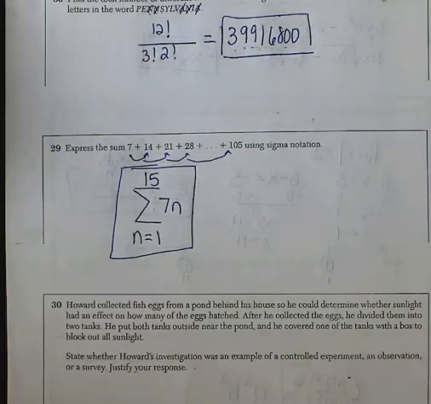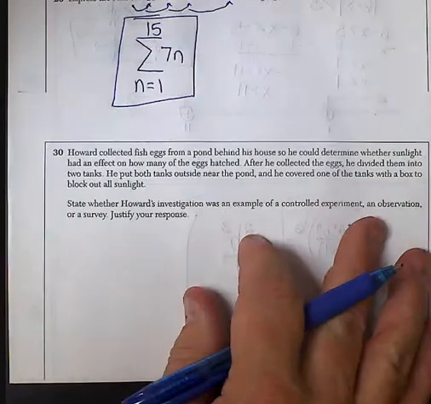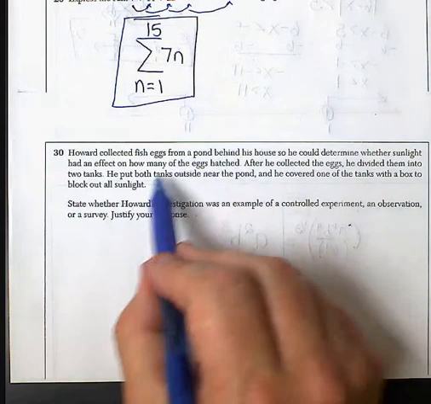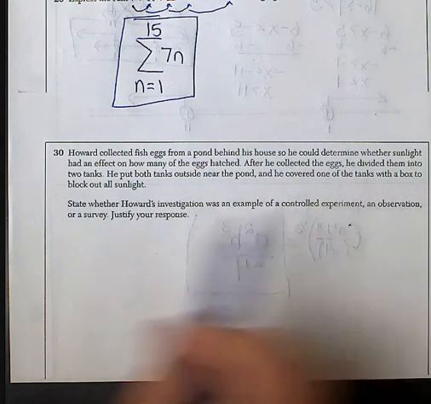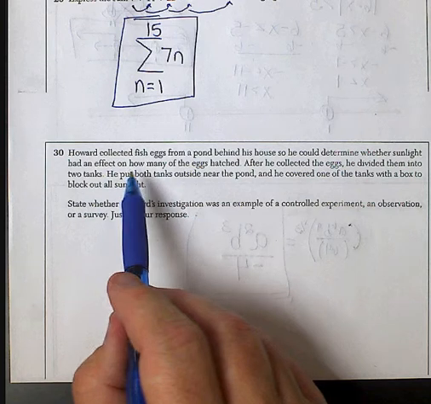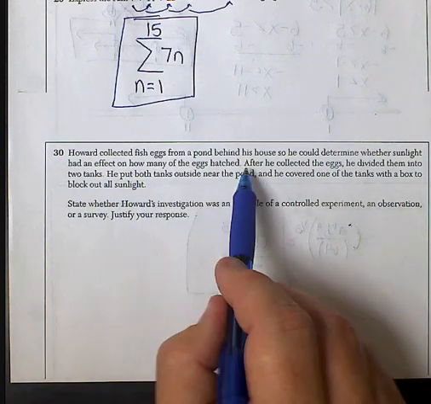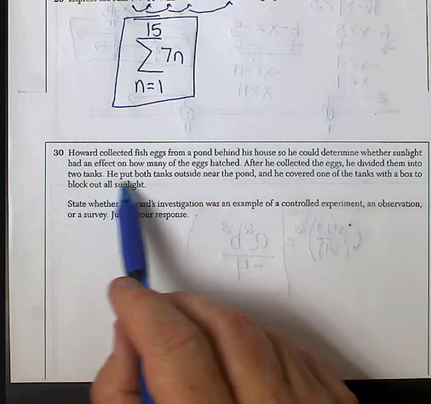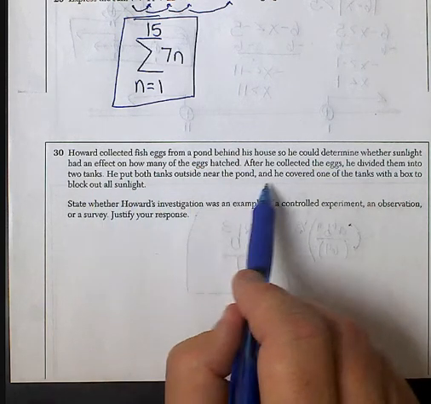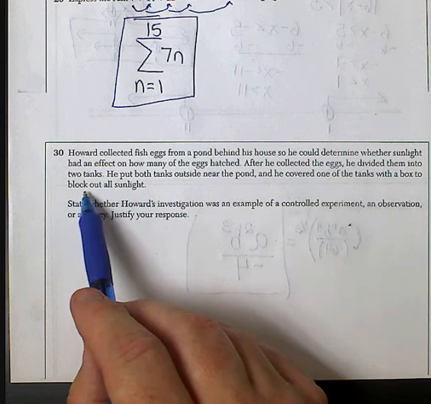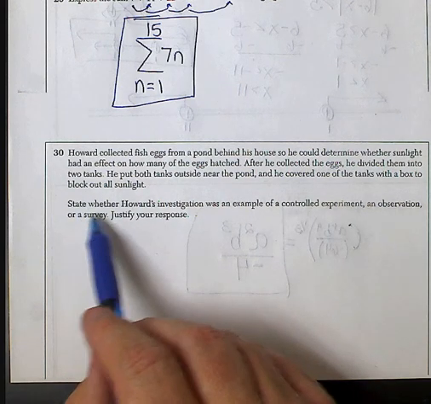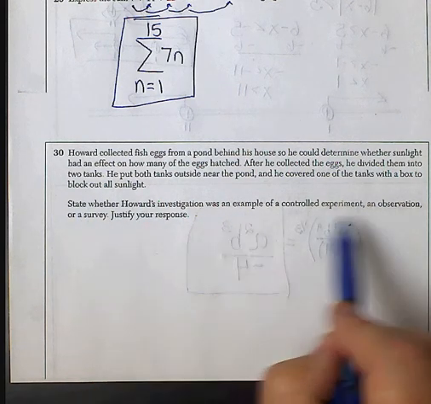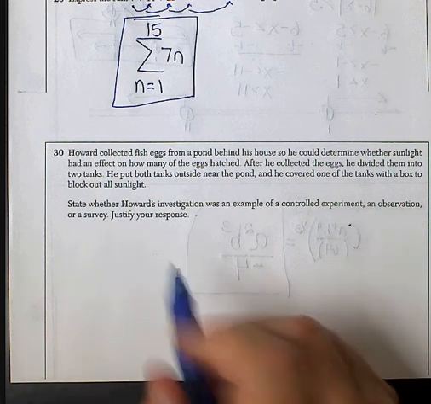And question number 30, last question from worksheet number 10. Howard collected fish eggs in a pond. Sunlight had an effect on how many of the eggs hatched. After he collected the eggs, he divided them into 2 tanks. He put both tanks outside near the pond, and he covered one of the tanks with a box to block out the sunlight. State whether Howard's investigation was an example of a controlled experiment or an observation, and justify your answer.